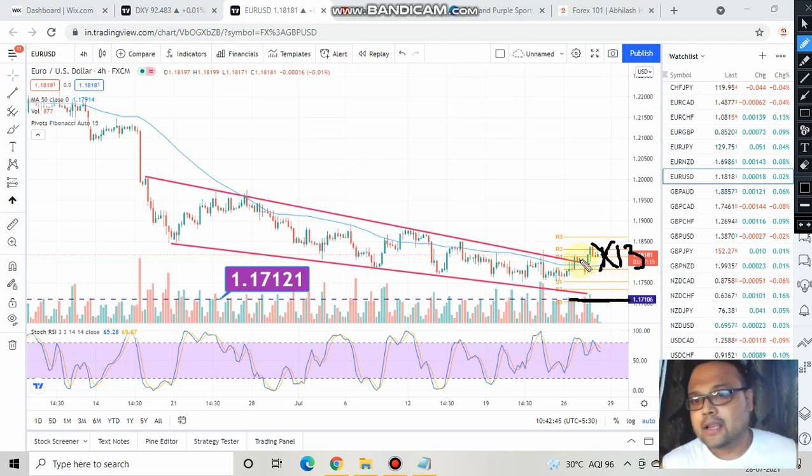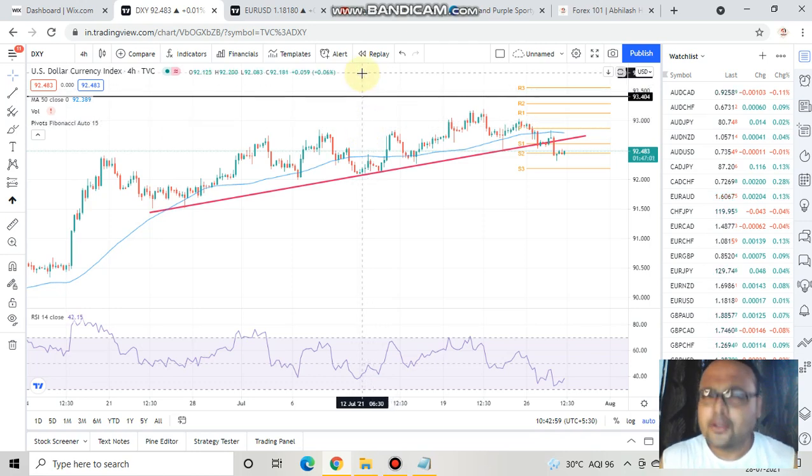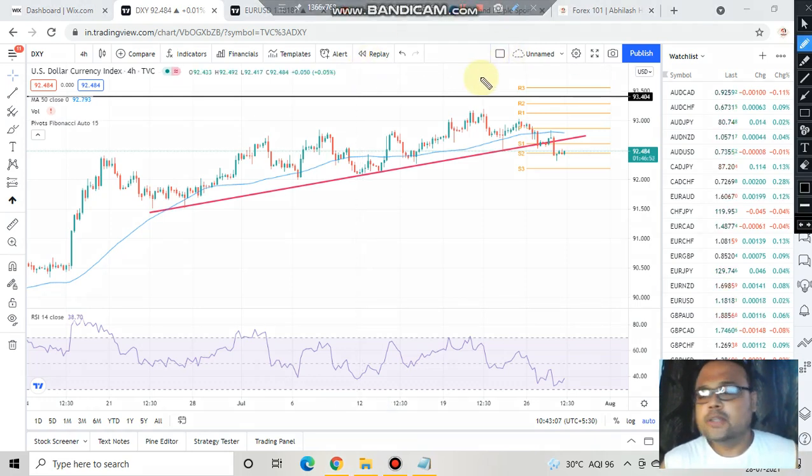As long as the market is trading here, or in between the range here, please avoid trading on Euro USD. You do not need to trade here. And you can also keep your eyes on the chart of the dollar index here, because we know very well that the US dollar has a direct impact on the chart of Euro USD and Pound USD. We saw a movement yesterday on the chart of Euro USD and Pound USD only because of this.